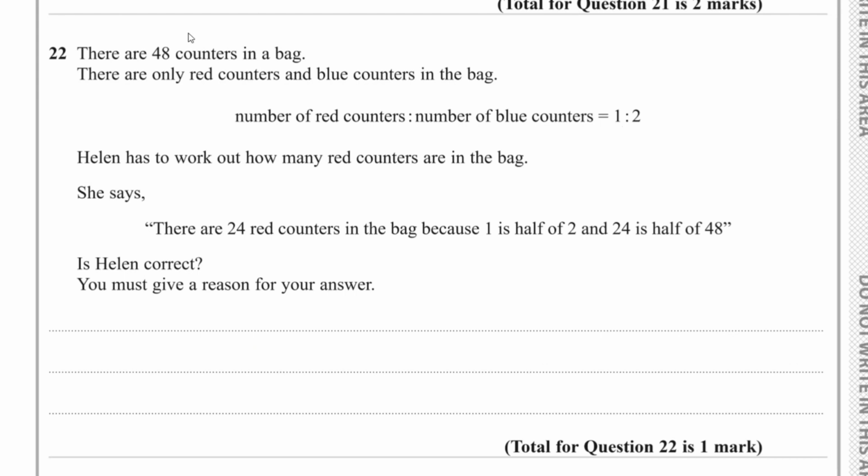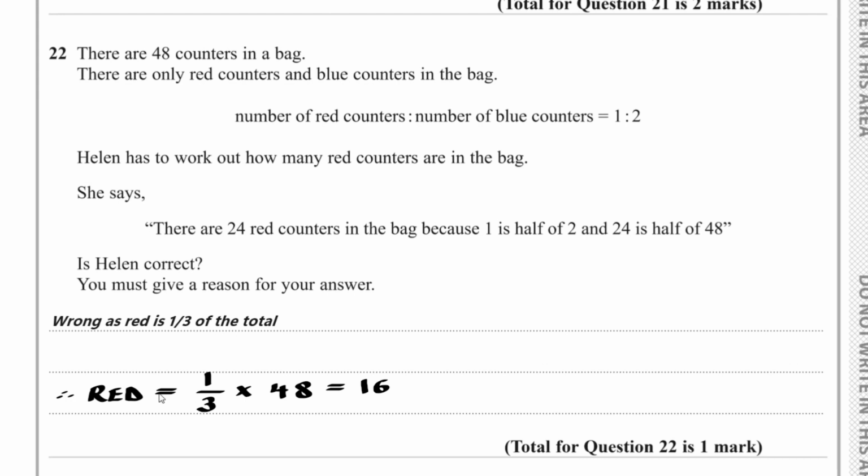Well, I've got 48 being divided by this ratio of 1 to 2, which means the number of red will be a third of the 48. So red is a third of the total. So to work out the number of red, that's a third of 48, which is 16. So we've got 16 red, not 24 red.